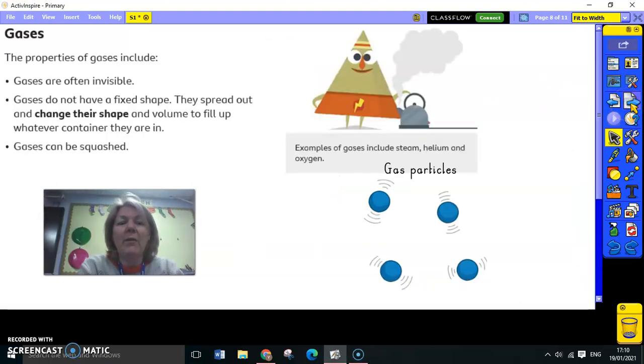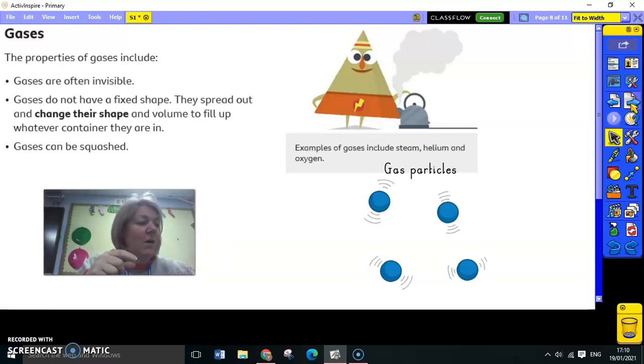And then finally we've got our gases, and gases are often invisible. So the air around us is a gas. We breathe it in, but we can't see it. It's invisible, and they don't have a fixed shape, so they spread out and they change their shape and their volume to fill whatever container that they are in. But they can be squashed. You can squash them into a container.